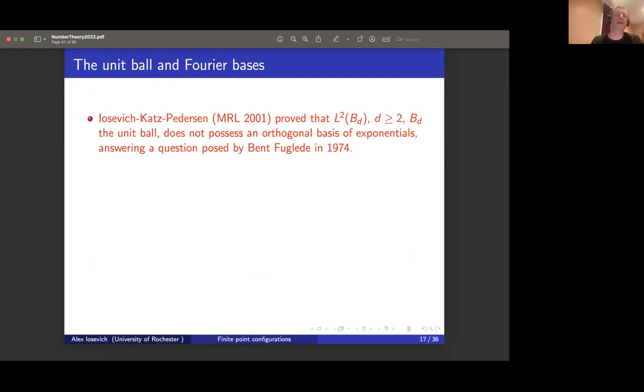So here's an example. This is a result by Iosevich, Katz, and Tao from a long time ago. And we proved that if you take L2 of the unit ball, it does not possess an orthogonal basis of exponentials.